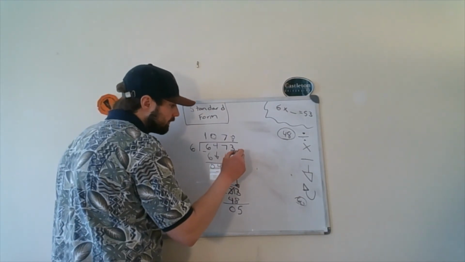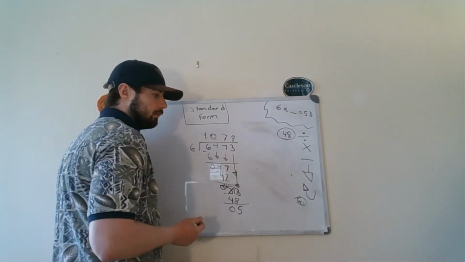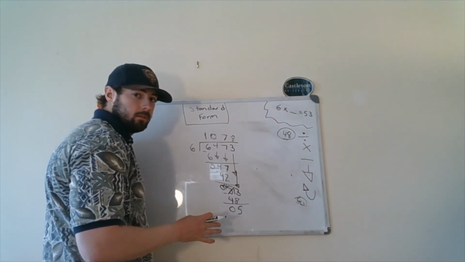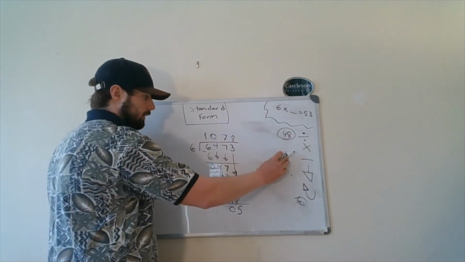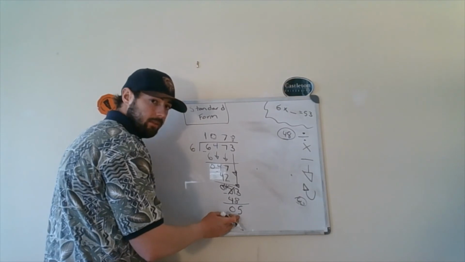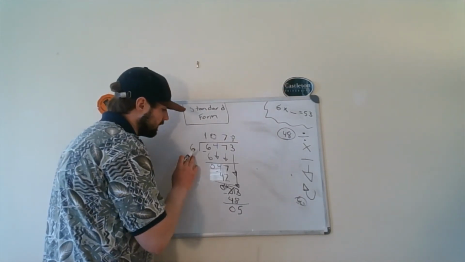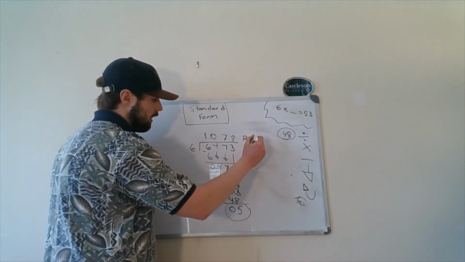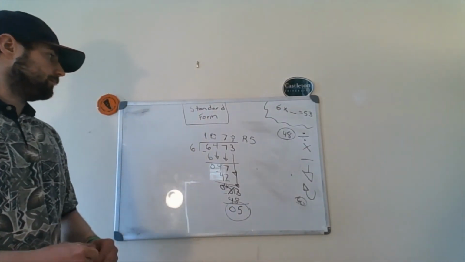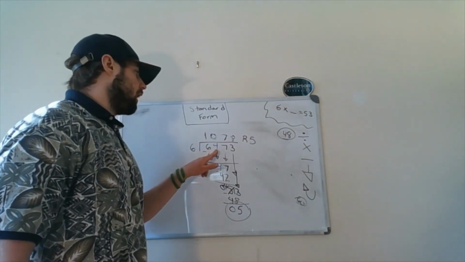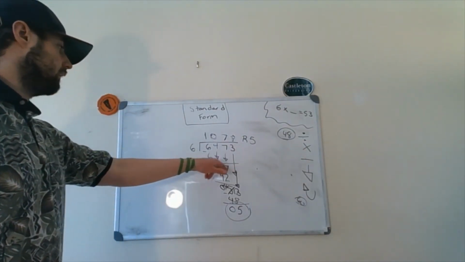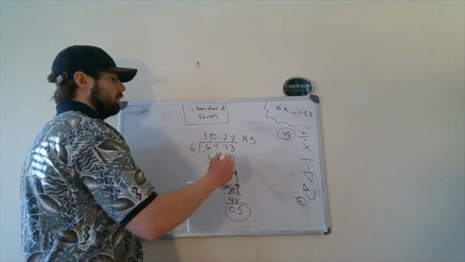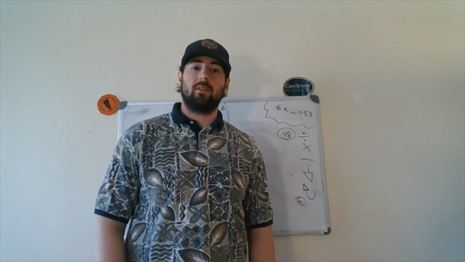Oh, let me go to my next place value. Guys, there's nothing there to bring down. What does it mean when I have nothing to bring down? I need to see if I can divide. 6, can it go into 5? Absolutely not. 5 is smaller than 6. What does that mean? I have a remainder of 5. 6,473 divided by 6 is 1,078 with a remainder of 5.